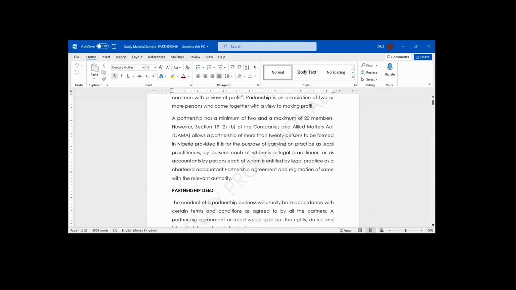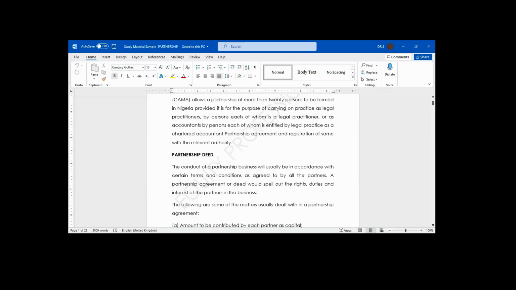So we have what is called partnership deed. In a partnership, partner A, partner B, partner C, they come together to form a business. The business name can be ABC and Co. That is a partnership business. So coming together of two or more persons carrying on a business with a view of making profits is partnership.